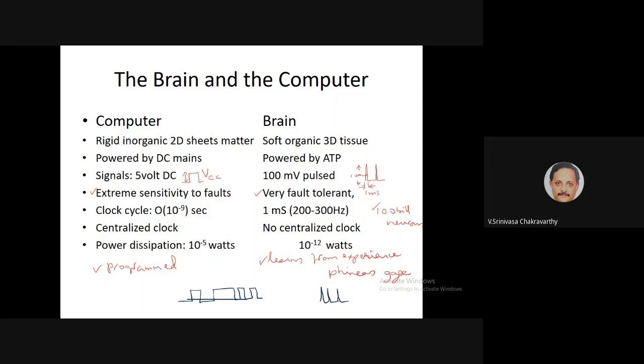And another thing is, in the computer, although the signal doesn't have to look regular, the frequency of the signal, the underlying time period, is fixed. That is determined by a kind of universal clock, which drives all the operations in the computer. And these clocks are also of very high frequency, on the order of gigahertz. But in the brain, there is no such centralized clock. So a computer has a centralized clock, the brain has no centralized clock.